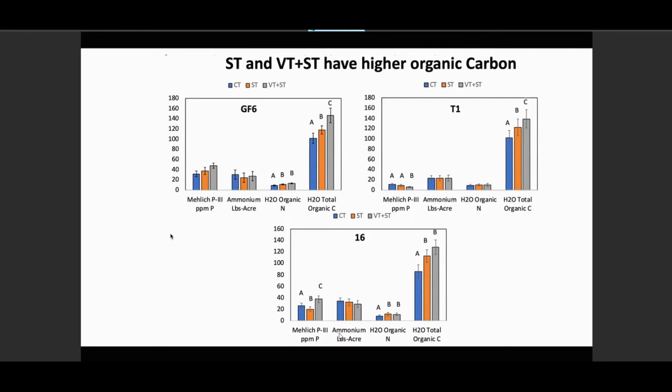In this slide, I'm showing the results from the soil analysis, and what we expected is the soil carbon and the soil nitrogen, or the total organic carbon and organic nitrogen, were higher in the ST and the VT plus ST treatments as compared to conventional tillage. We didn't find any differences in the ammonium concentration within the three treatments, and the phosphorus was lower in the VT plus ST treatment in site T1, but it was higher in site 16 as compared to the other treatments.